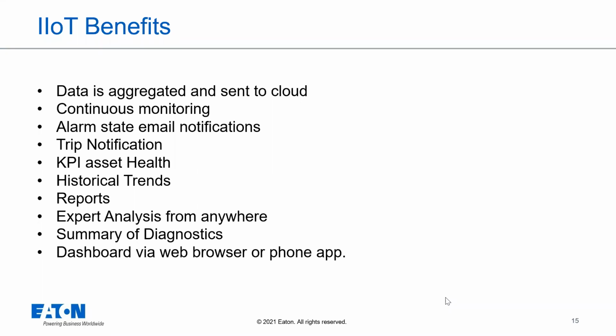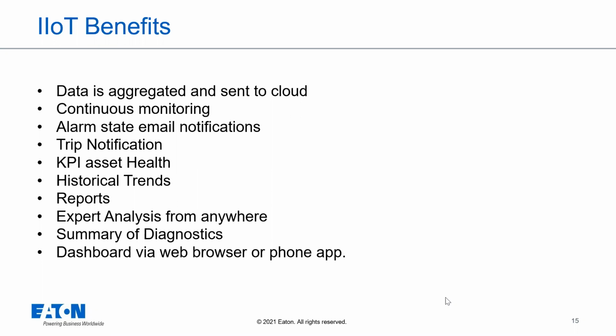And you can get that with trip notification. You can get that with KPI asset health. Another thing that's available to you is historical trends. So you get that infamous email or text that says something's broke, and then you have the ability to immediately look at the historical data, trend it out, and see where this spike is. Where did this happen? And what other parameters or metrics seem to correspond with it, right? And then you can do a report.